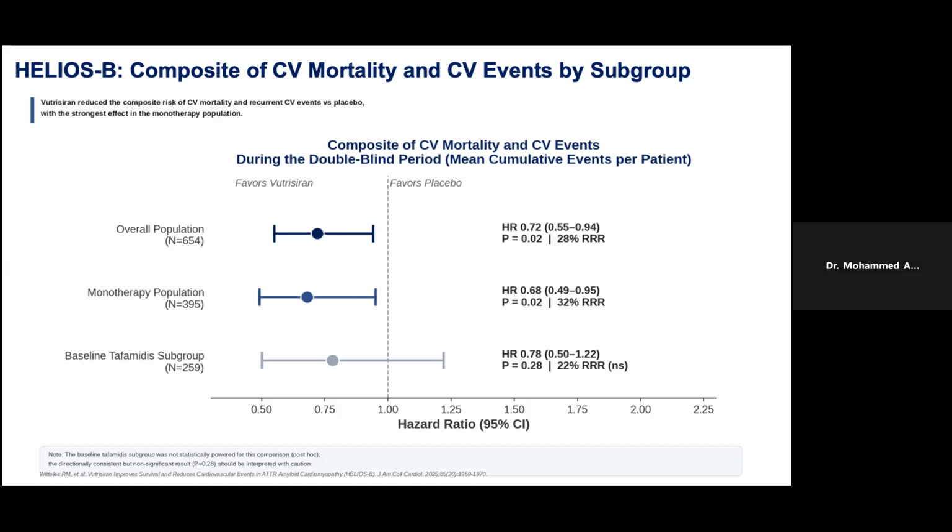An important subgroup included the patient who already receiving tafamidis at the baseline. In this subgroup, the hazard ratio also favored fitusiran. However, this result didn't reach statistical significance.